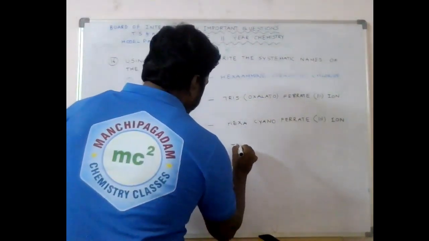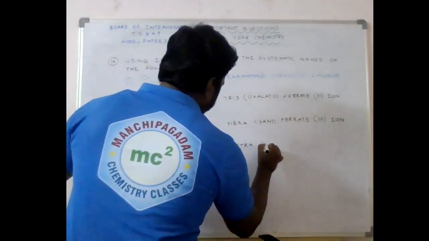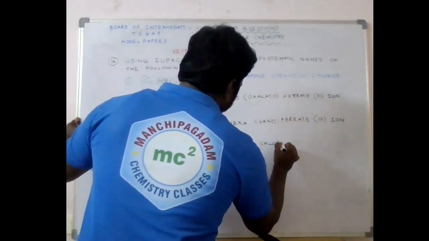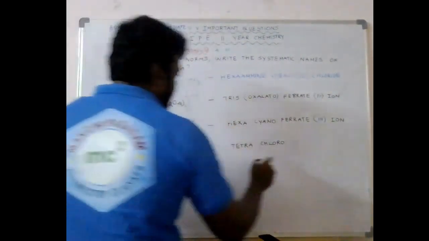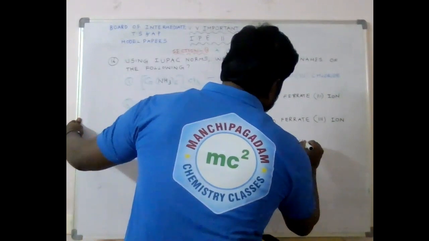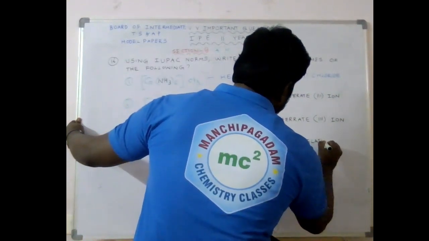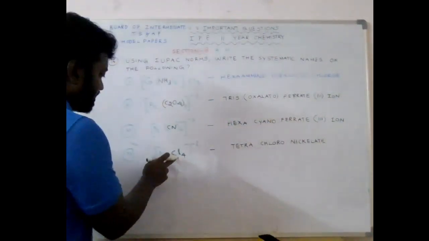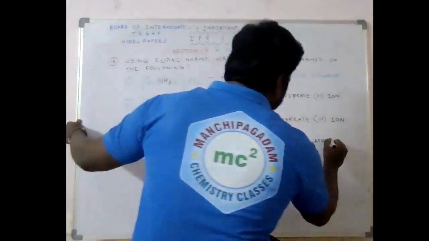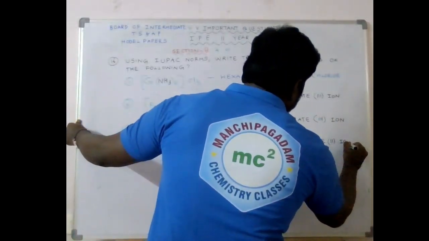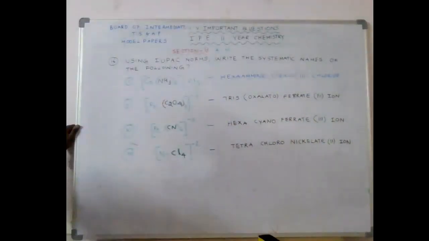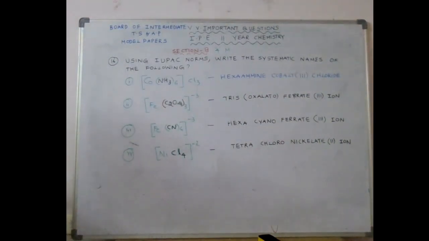Now this one, chloro, tetrachloro, nickel, negative charge is there, nickelate, and oxidation number 4 here, 4 minus 2, 2, nickelate(II) ion. So that's about the nomenclature of coordination compounds.